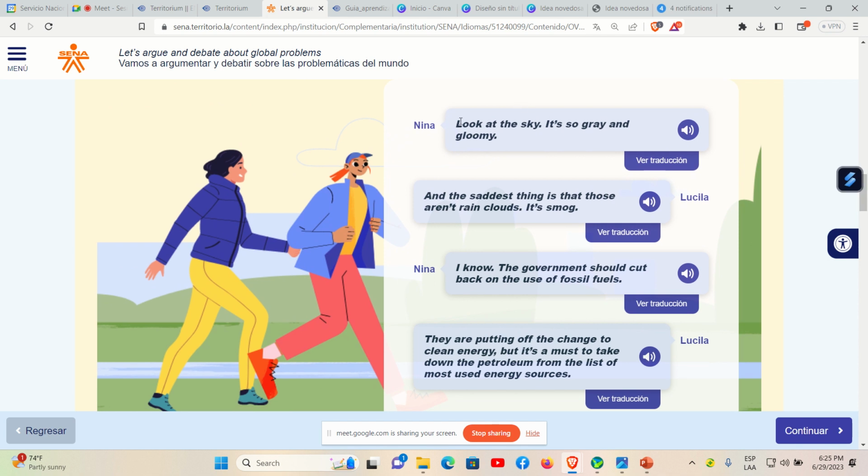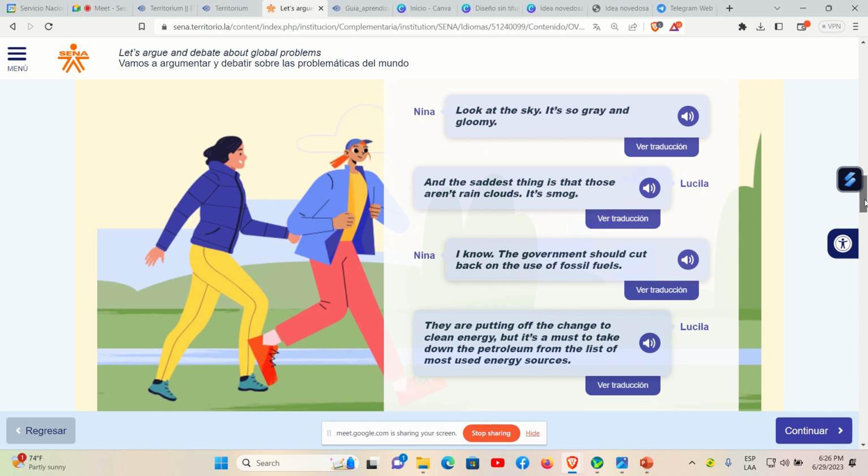It says, "Look at the sky; it's so gray and gloomy." Okay, in this first sentence, can you see a phrasal verb? Can you just say it? No? Look at. Very good. Look at is mira. Look at the sky. Mira el cielo. Look at. It is so gray and gloomy.